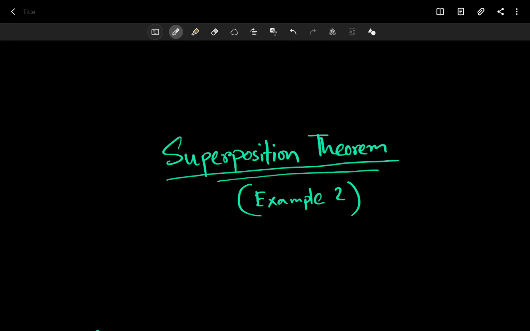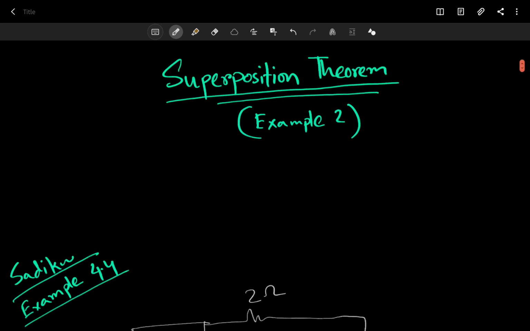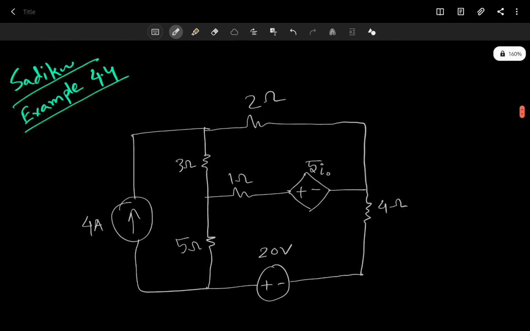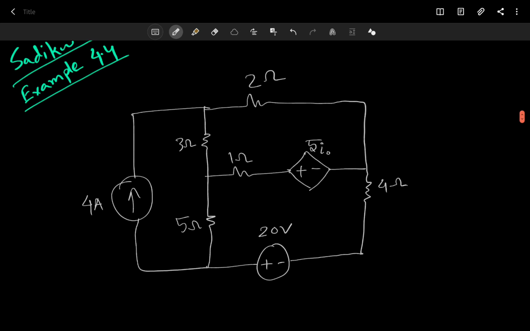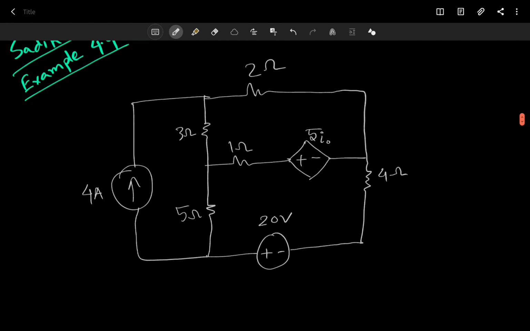So in this video, I will show you guys another example for superposition theorem. So let's dive in. This is an example from Sadiku, exactly example 4.4. Here we have a huge circuit, but we don't have to worry about the whole thing.